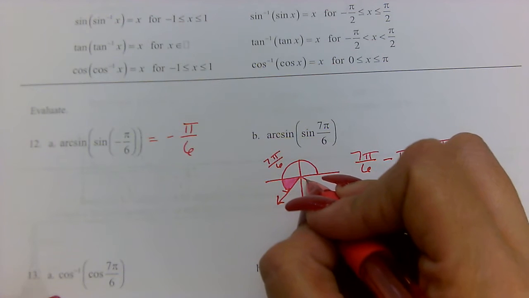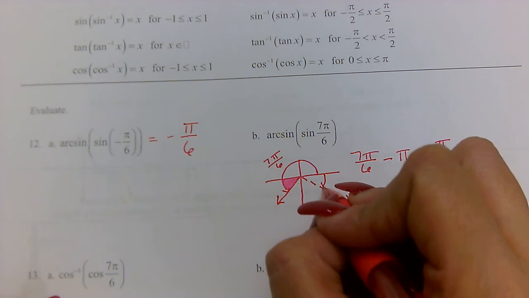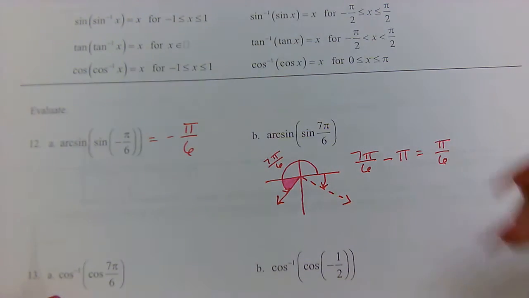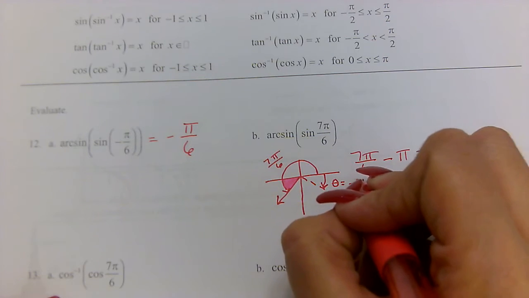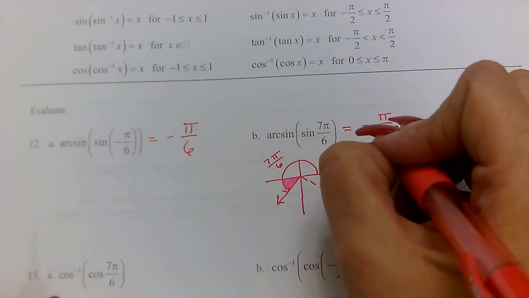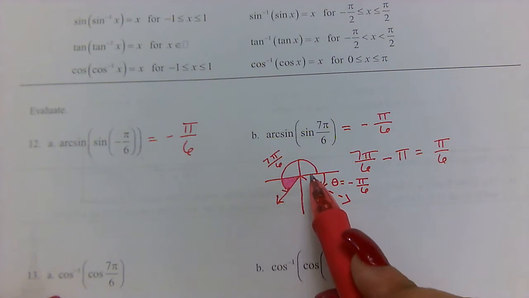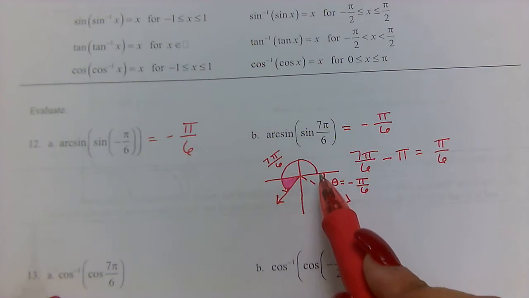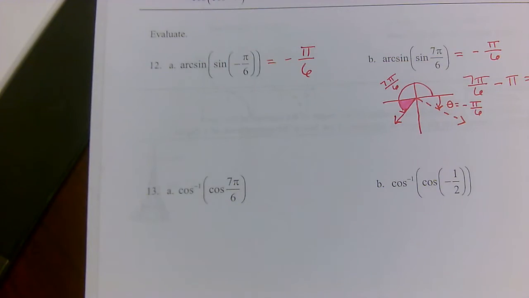Now if I want to translate that to quadrant 4, I would be going in a negative direction. So this theta here would be negative pi over 6. So here you would have negative pi over 6. Okay, so it's the same angle as the pink one, but it's in quadrant 4, and remember it has to be between these two restrictions.